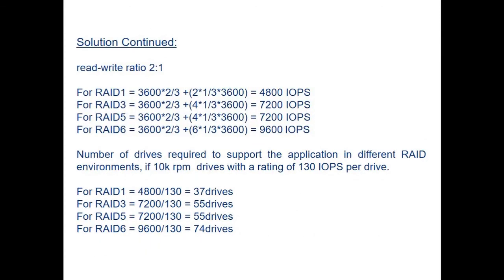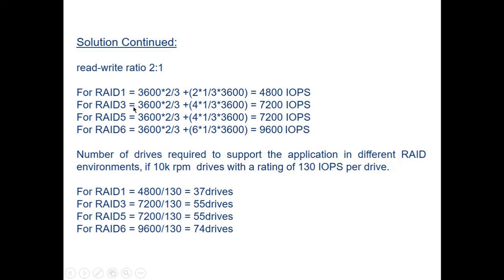Since the read-write ratio is 2:1, the disk load for RAID 1 is computed as 3600 into 2 by 3 plus the write penalty for RAID 1, which is 2, into 1 by 3, which is the number of writes, into 3600. That gives us 4800 IOPS. So 2/3 of the operations will be read operations and 1/3 will be write operations.